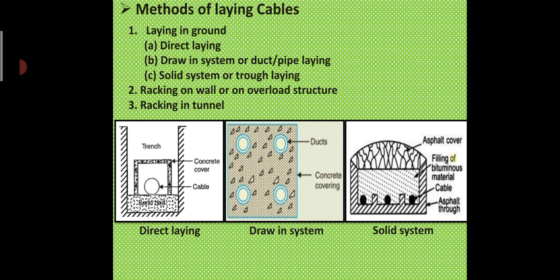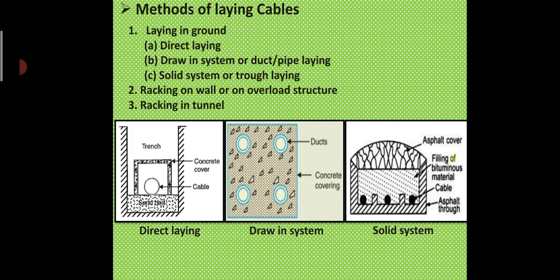In drawing system, in this method, a trench is dug in the ground and conduits, ducts or tubes made of iron or galvanized steel, or cement concrete, are placed in the trench. Then the cable is drawn in through the manhole. This method is useful for small lengths, for example, for workshops, railway crossings, etc.